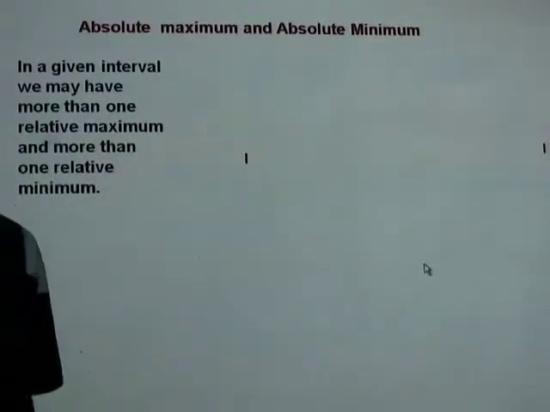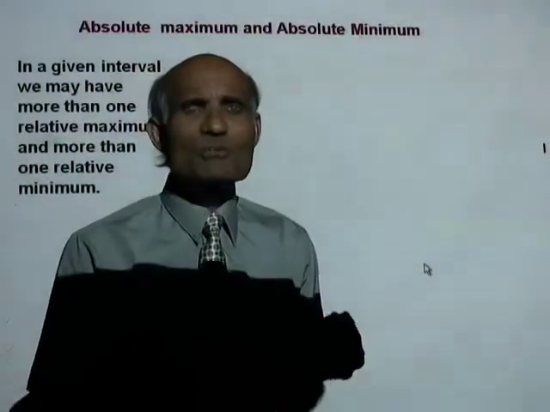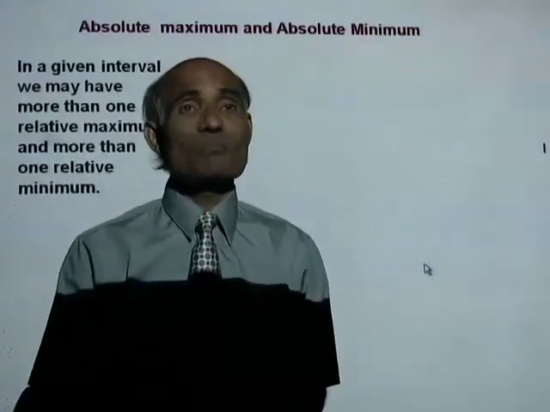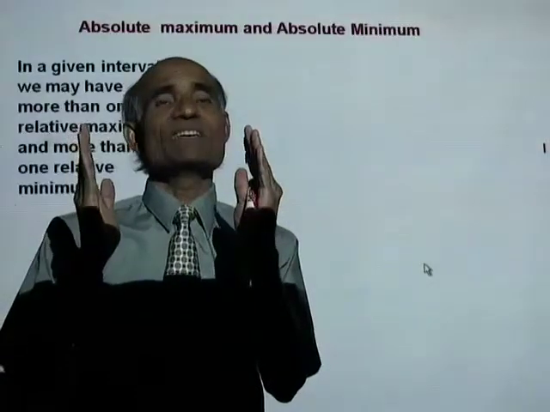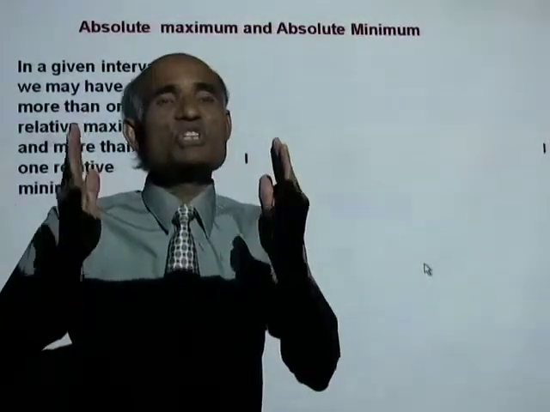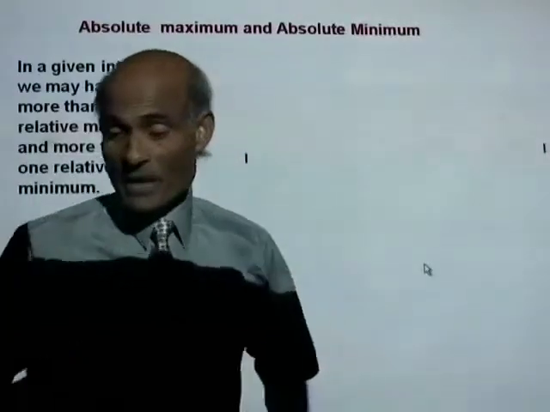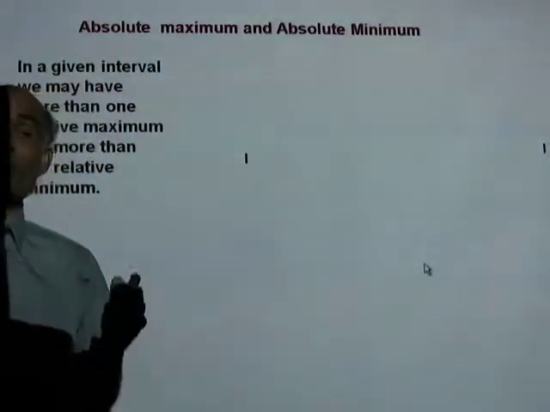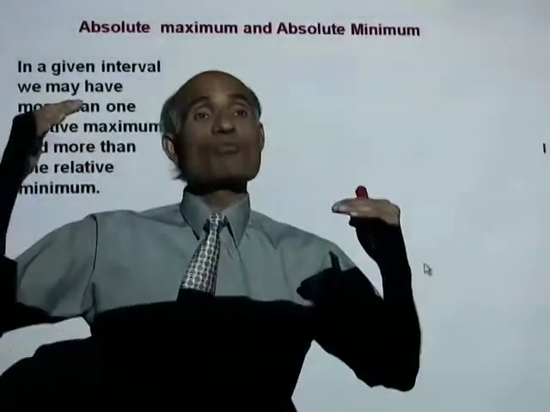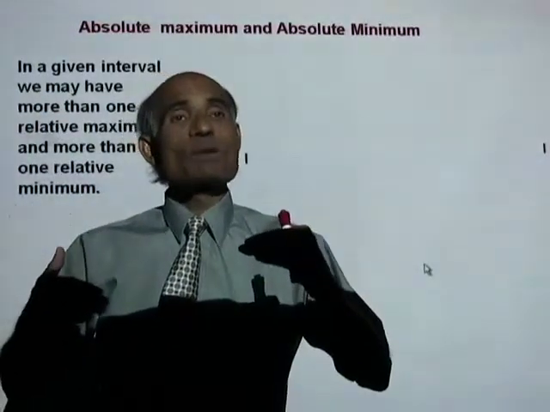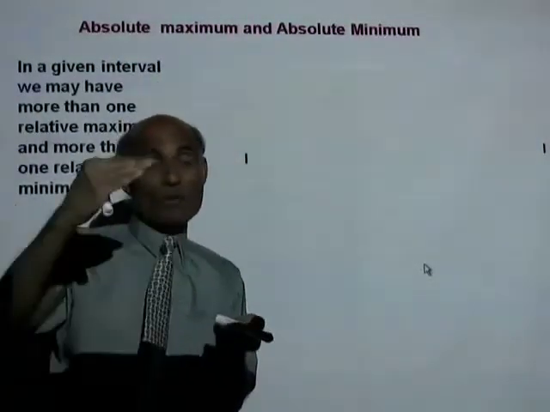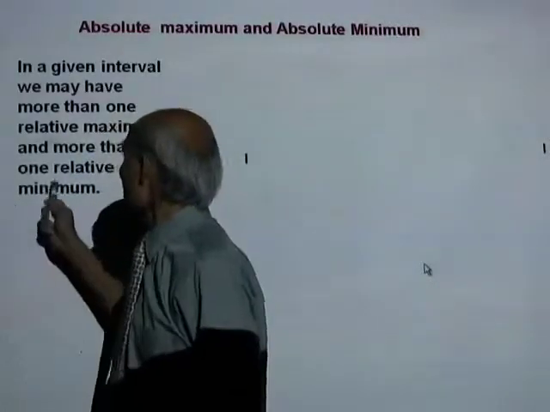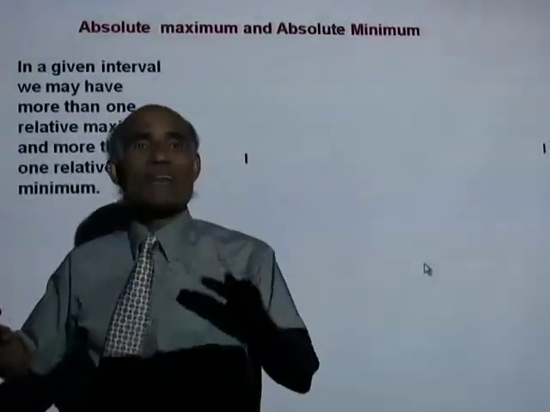We will now look at the concept of absolute maximum and absolute minimum. We will always look for the maximum and minimum in a certain given interval. In a given interval, a function may have more than one maximum or more than one minimum. Therefore, a particular minimum or a particular maximum we call relative minimum or relative maximum.